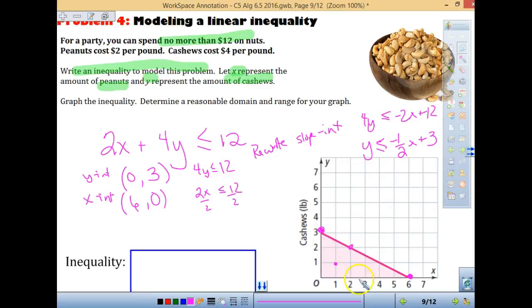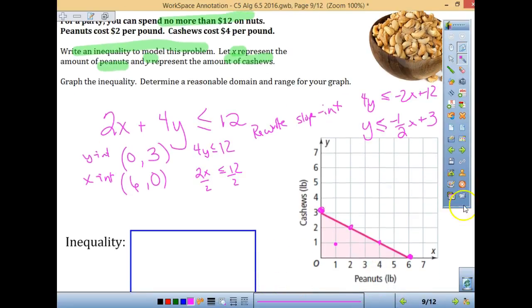Down 1 over 2, down 1 over 2. So it works both ways. It can't be in the other quadrants because it doesn't make sense to have a negative pounds of cashews or negative pounds down here if we are looking at our nuts. So as we look at that, that's what our answer should be. Okay.